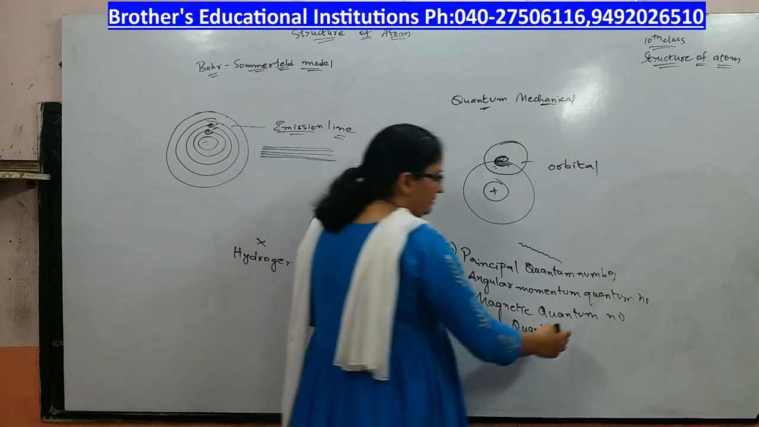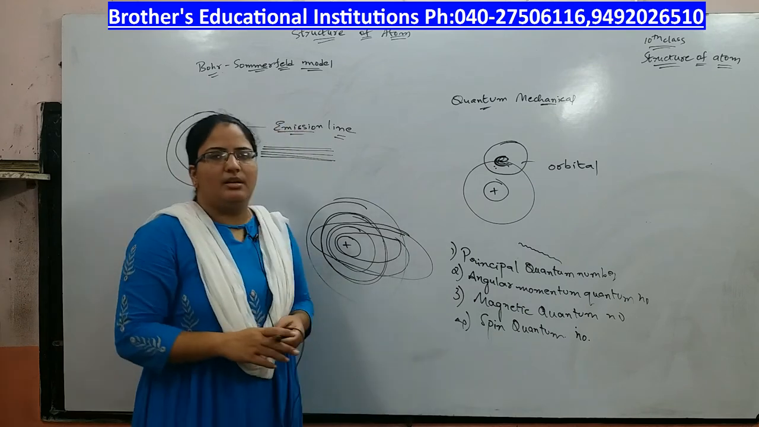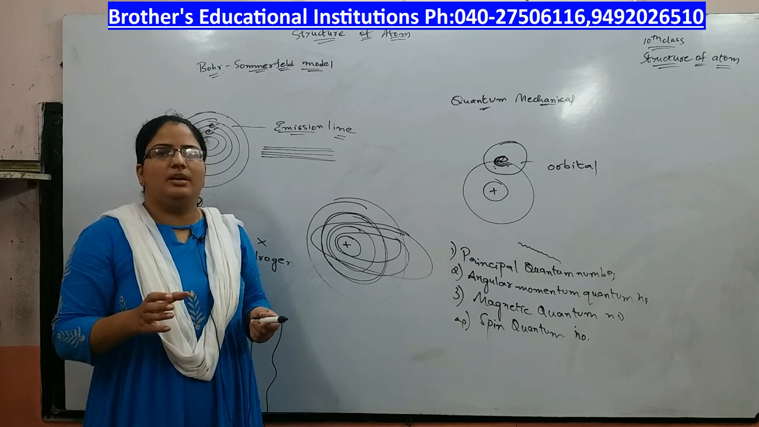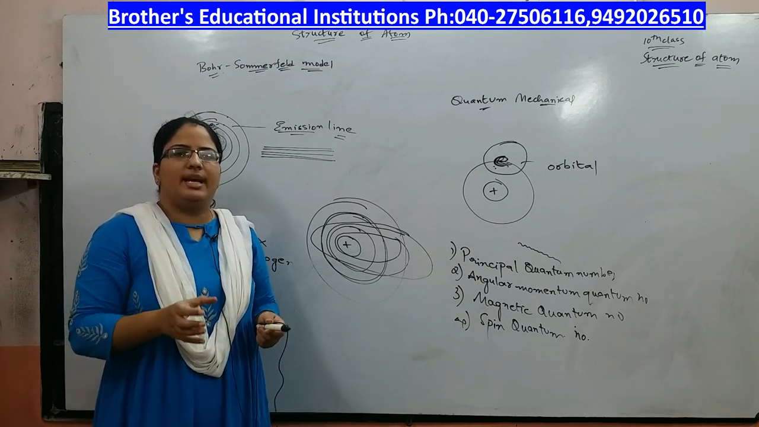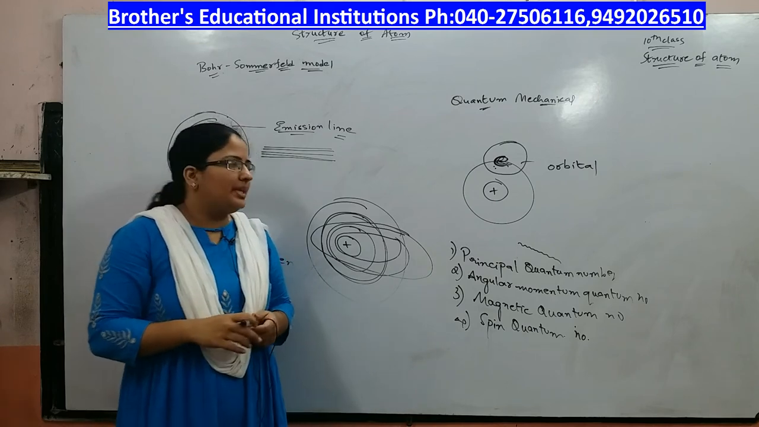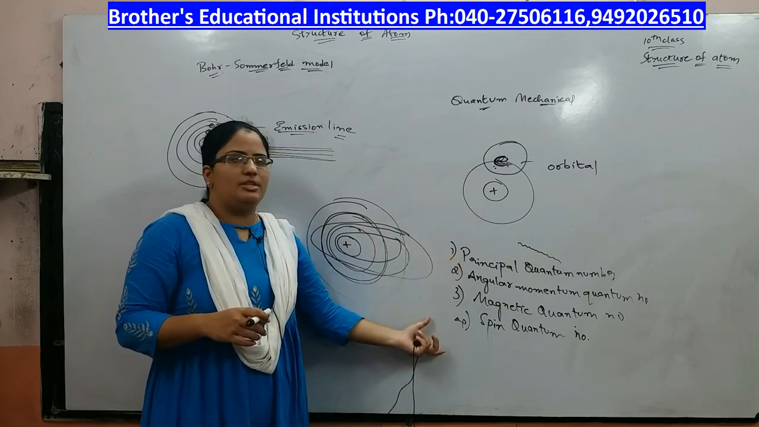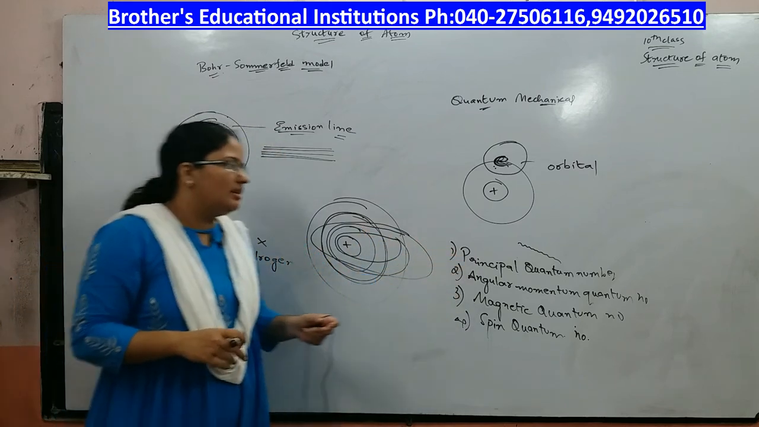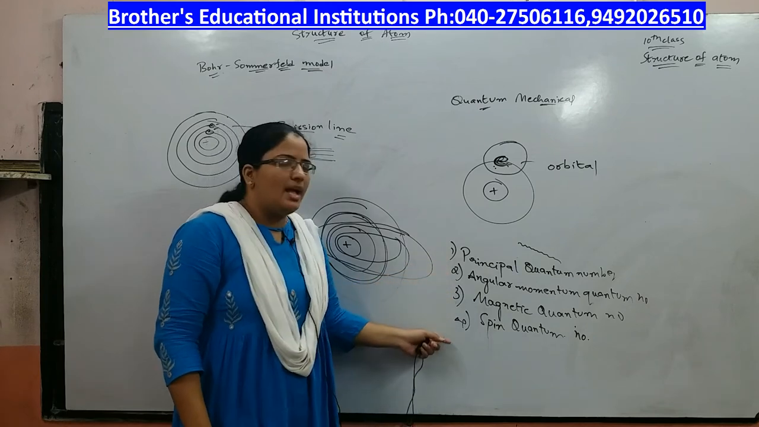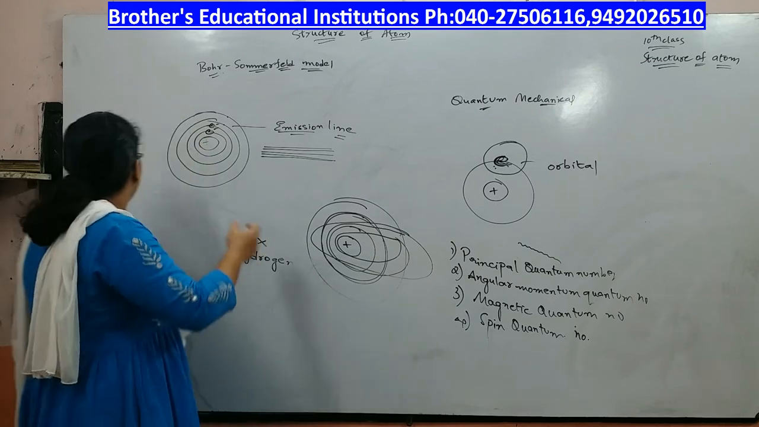Just like, suppose you have to locate the position of your house, you need to give the country, state, street number, landmark, pin code and house number. Similarly, in order to find the position of an electron, we need all these four quantum numbers: principal quantum number, angular momentum quantum number, magnetic quantum number and spin quantum number. Let us discuss each of the quantum numbers in detail.